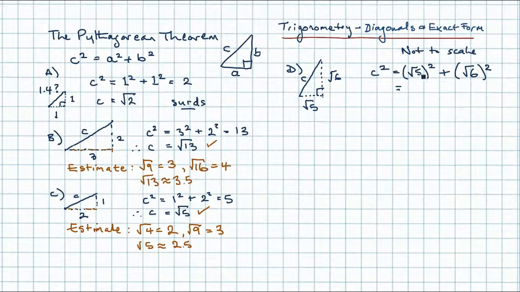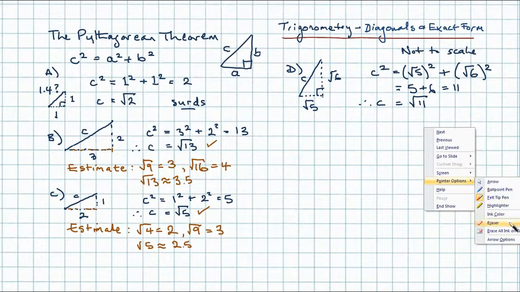Well, this looks a bit confusing, but if you think about it, the square root of 5 takes it in one direction, roots it, and then squares it again, it must go back to 5. So the square root of 5 squared equals 5, and the square root of 6 squared must equal 6. 5 plus 6 equals 11, therefore C equals root 11, and that's, again, the exact answer. We're not therefore going to convert it to decimals.